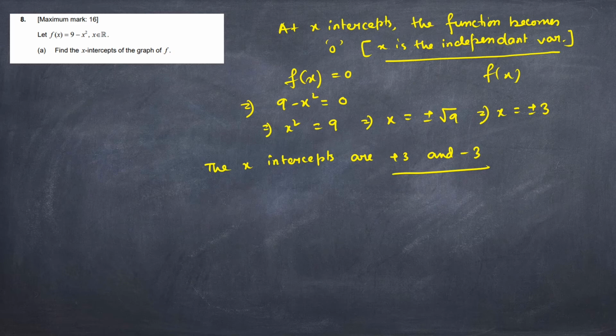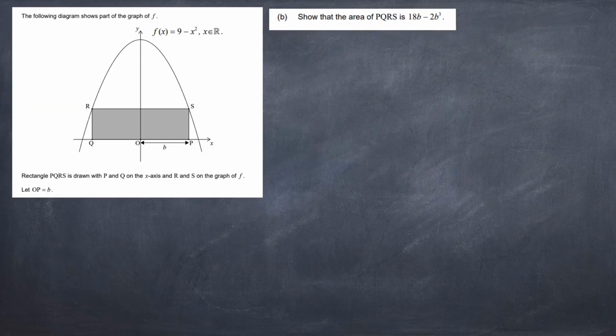So let's do the next problem. So this is the graph of f(x) equal to 9 minus x squared.